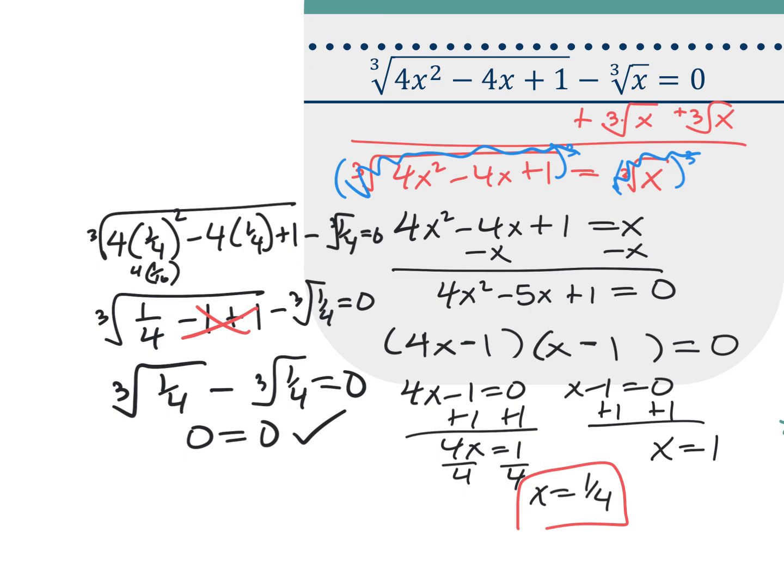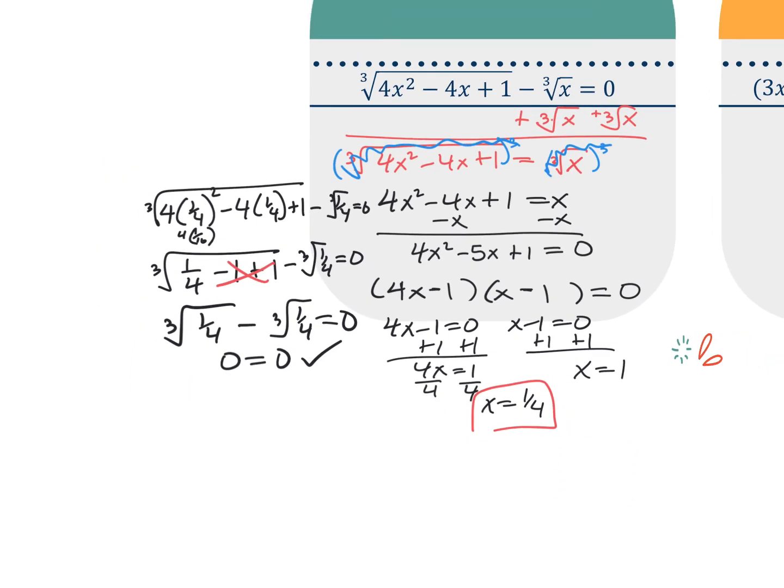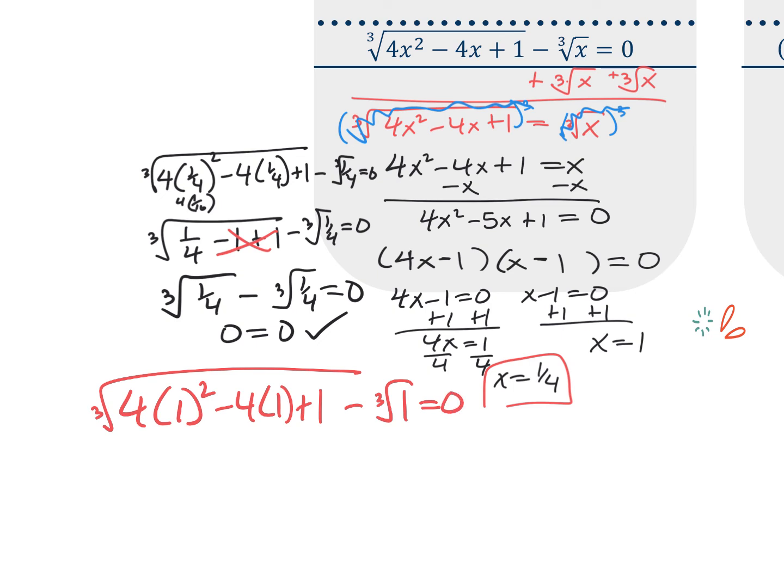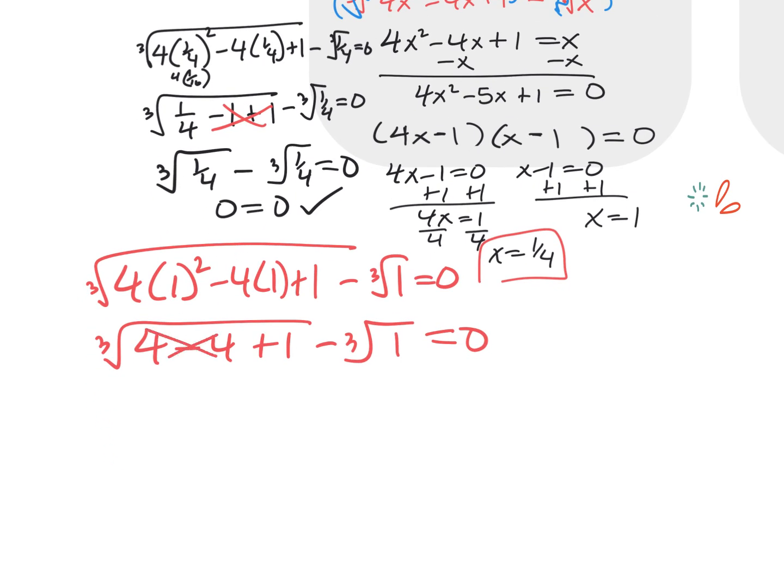Okay, let's try the next one as well. We got to plug in the 1. So 4 times 1 squared minus 4 times 1 plus 1, all under the cube root. And then the cube root of 1 equals 0. So 1 squared is 1, times 4 is 4, minus 4 plus 1. Same scenario. The 4's cancel, so I'm doing the cube root of 1 minus the cube root of 1. The cube root of 1 is just 1. 1 minus 1 is 0.